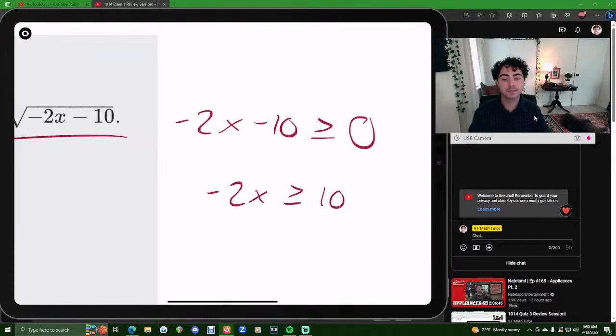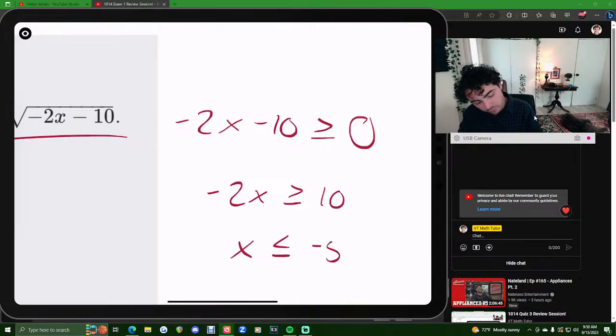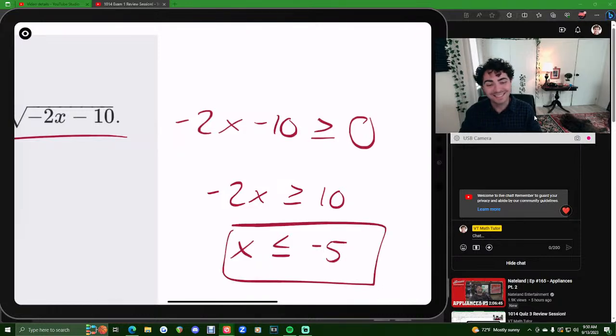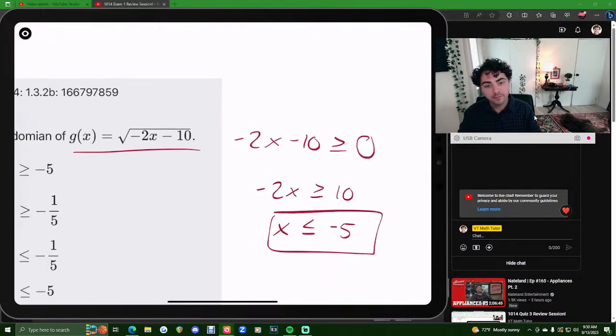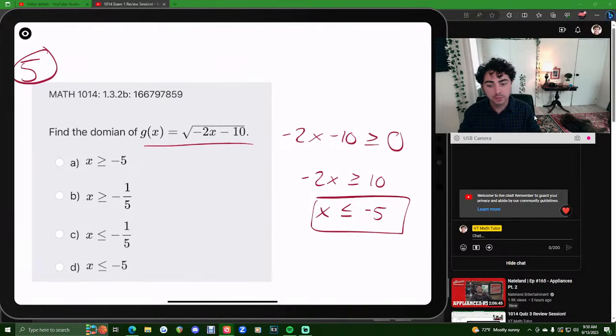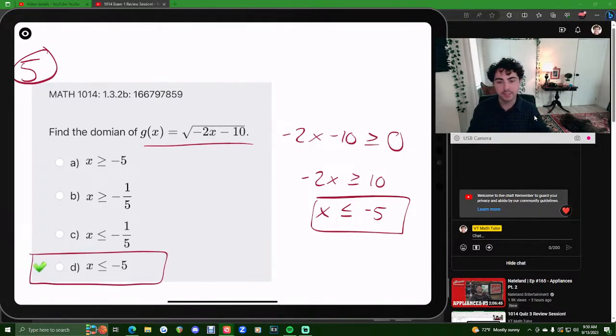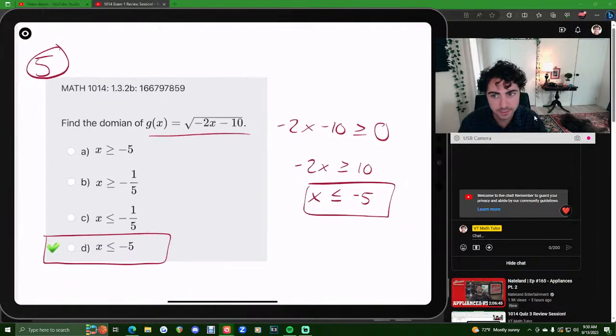We get -2x is greater than or equal to 10. We divide by -2, and when we divide by a negative, when dealing with inequalities, the sign flips. 10 divided by -2 would be -5. So we have x is less than or equal to -5, and that already is our domain. D is our answer, and we're done. So for square roots, just set the inside of the square root greater than or equal to 0 and solve for x.